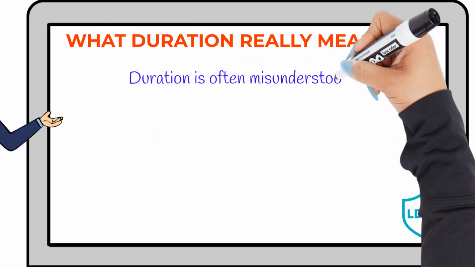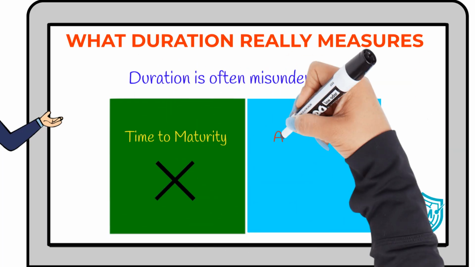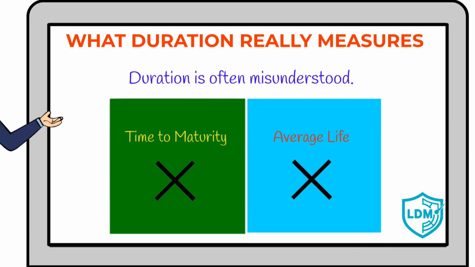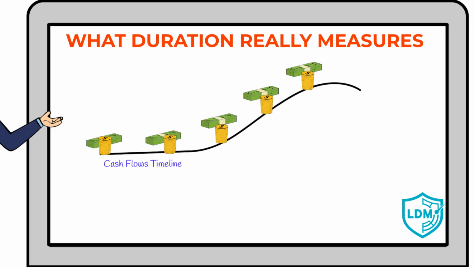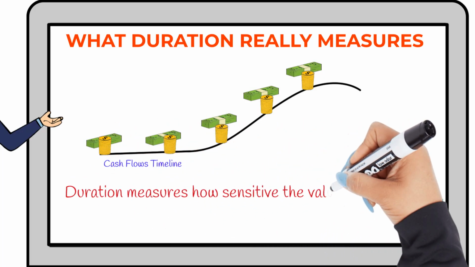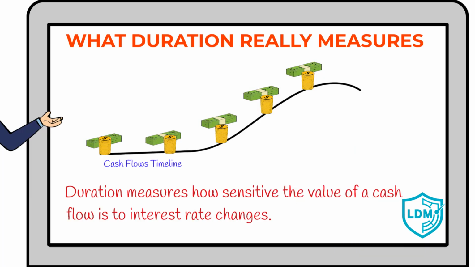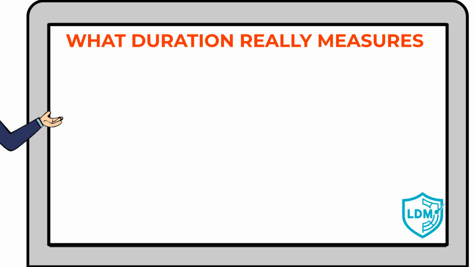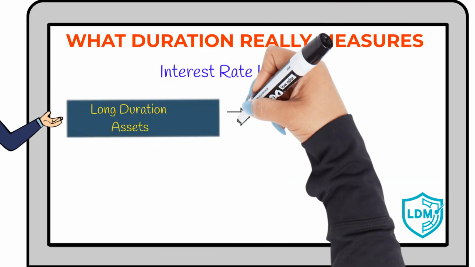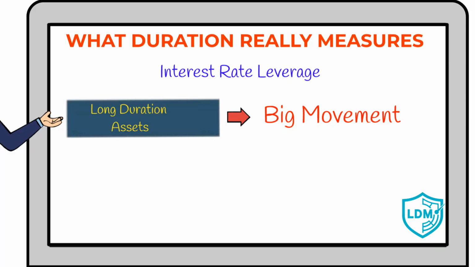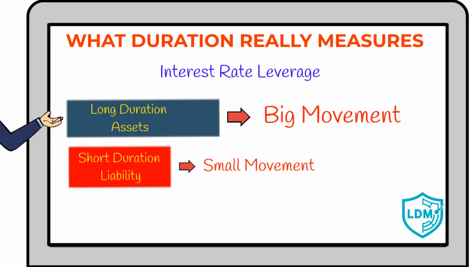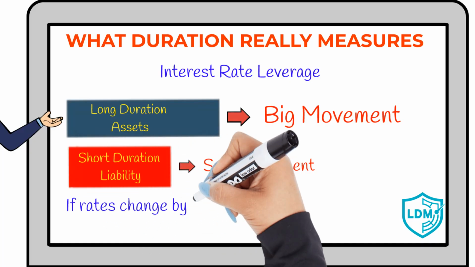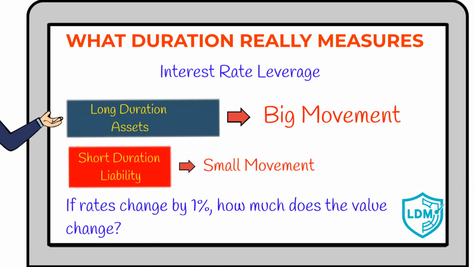Duration is often misunderstood. It's not time to maturity. It's not average life. Duration measures how sensitive the value of a cash flow is to interest rate changes. Think of it as the interest rate leverage of an asset or liability. A long-duration asset reacts dramatically when rates move. A short-duration liability barely flinches. Duration answers one question: if rates change by 1%, how much does the value change?